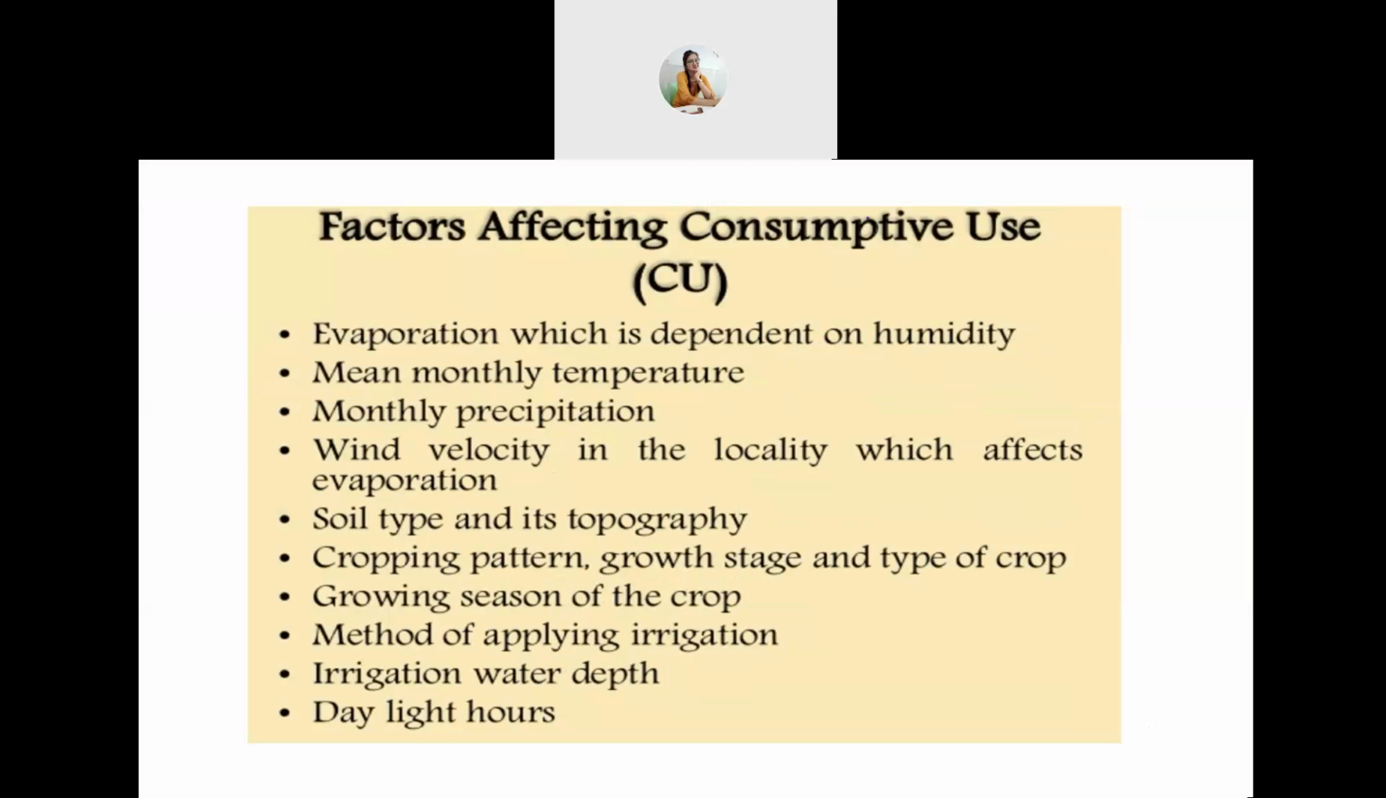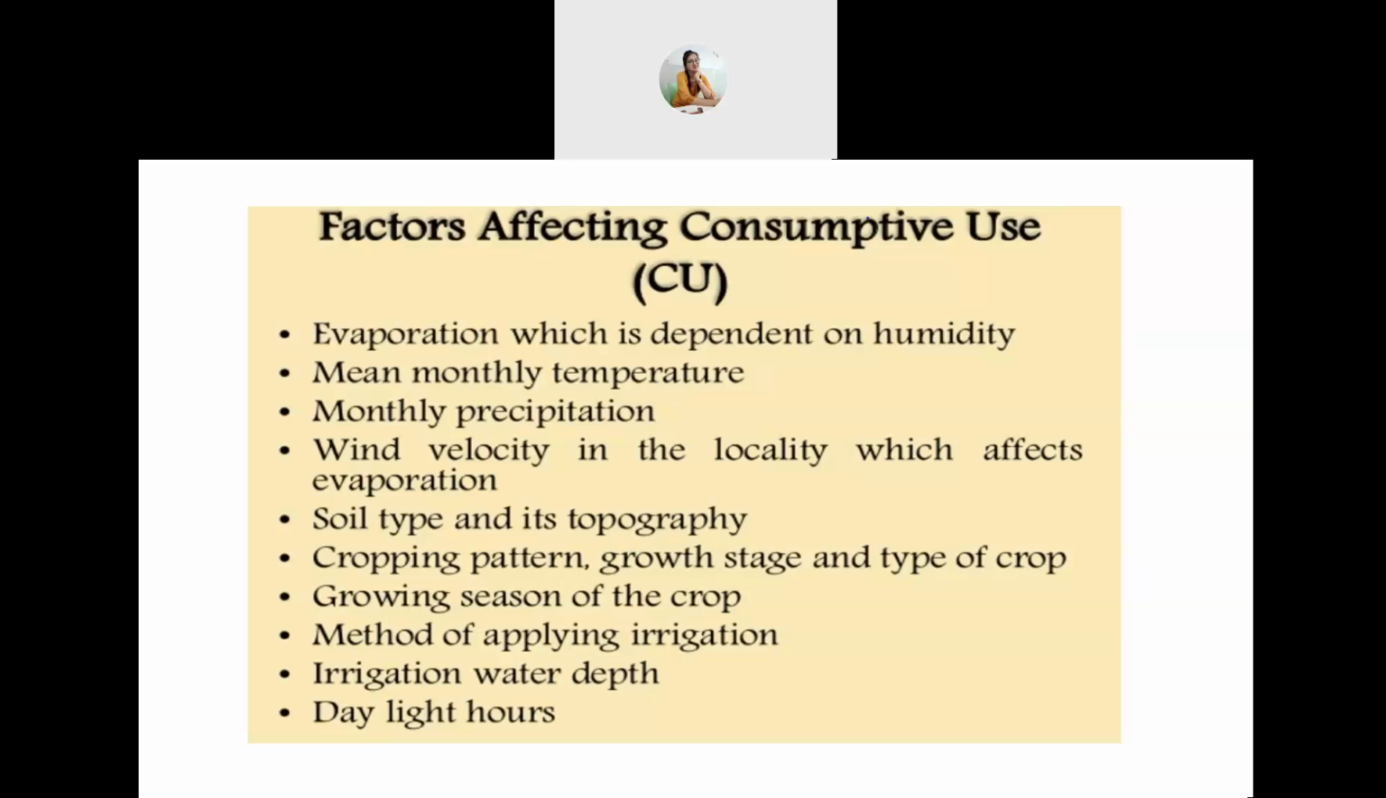Next are the factors which affect the consumptive use. Consumptive use is abbreviated as CU. So here I have cited 10 points, okay? The first point is evaporation, which is dependent on humidity. Second is mean monthly temperature. Third is monthly precipitation. Fourth is wind velocity in the locality, which affects evapotranspiration.